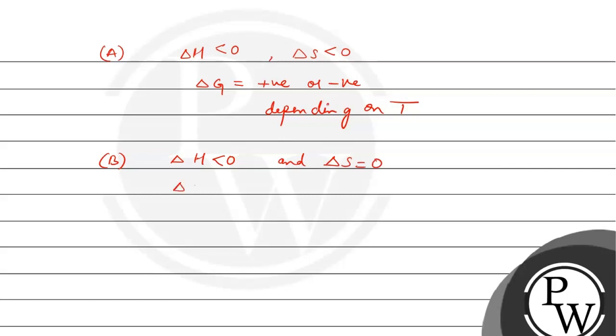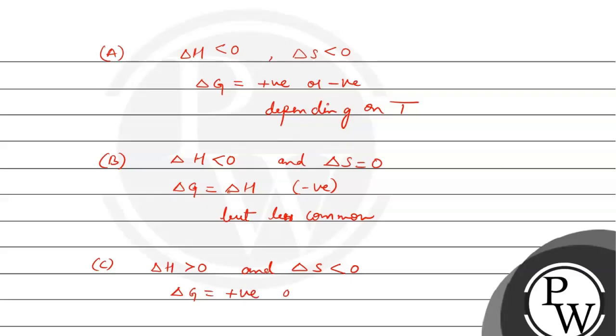So here delta G is equal to delta H, which is a negative value. So here delta G is negative, but this is a less common case. Next we'll move on to the next option, which says delta H is greater than 0 and delta S is less than 0. So here delta G is positive at high temperature.